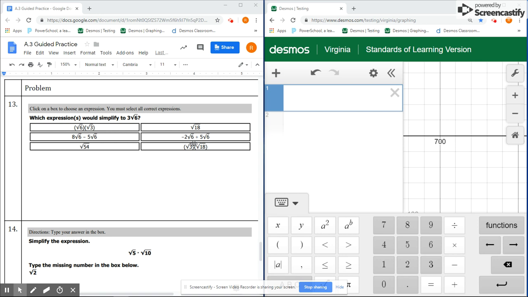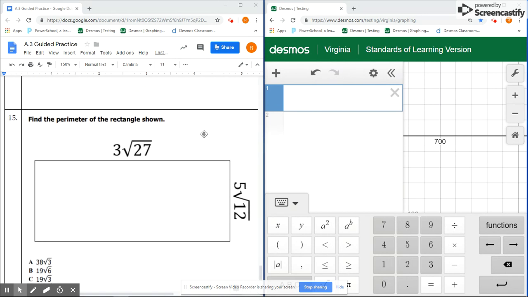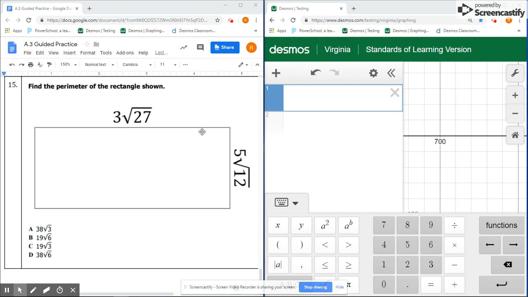Okay, this is the last video for 8.3 Guided Practice. We're on page number 4, numbers 13, 14, and 15. I'm going to skip down here to number 15. We had a perimeter question yesterday on our Guided Practice for day 2, and we did not go over that together on one of these videos, so I want to make sure we go over a perimeter question with you.